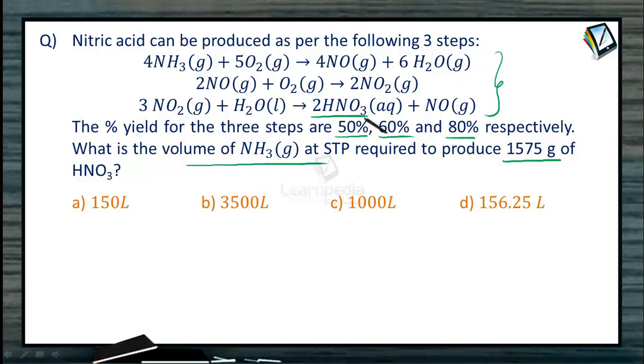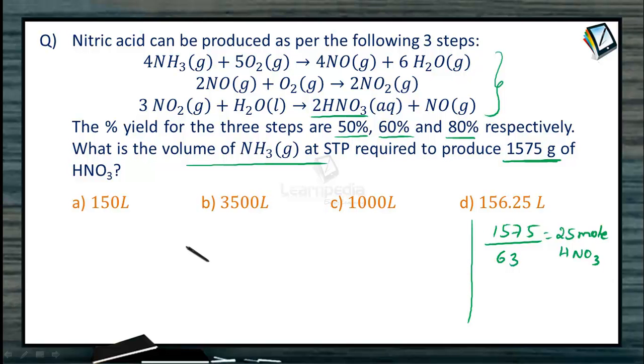So as the equations are clearly given, and definitely it is easy but involves more number of stages because we need to interlink all the 3 equations. So here we need to find out the volume of ammonia required to produce this many grams of nitric acid. So it is 1575 grams of nitric acid means 1575 by 63, which is equal to 25 moles. So we need to prepare 25 moles of nitric acid.